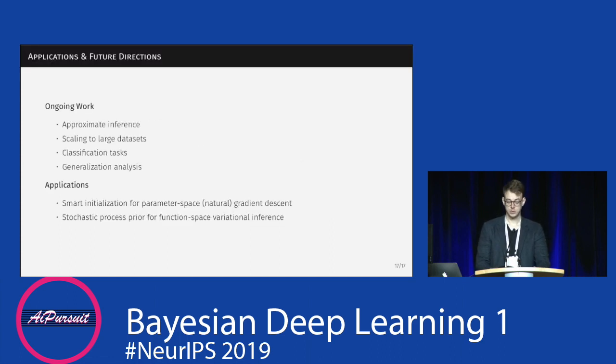Finally, future directions and applications. We're currently working on a few directions, including establishing a link between the linearized training dynamics under random initialization and approximate inference, and extending the approach to stochastic gradient descent to make it more scalable. Other potential fruitful directions we're exploring are deriving a proper generalization analysis and extending our experimental results to classification tasks.